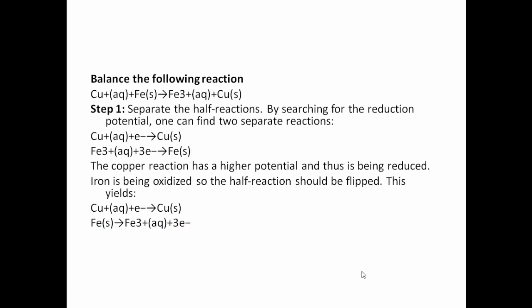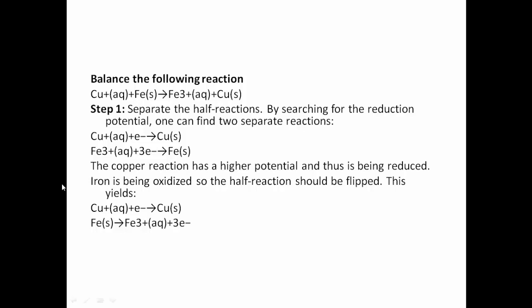Now the last, balancing the following reaction. There are many methods to balance a reaction, but in my opinion the simplest way is the oxidation and reduction method. In this we will find the oxidation half and reduction half, and we will simultaneously balance these halves and then add, and we will get the balanced reaction.